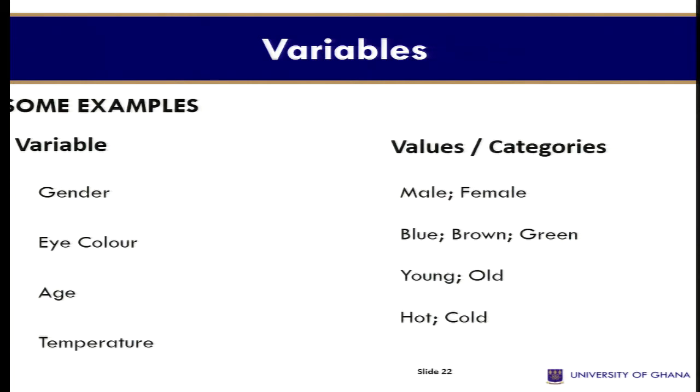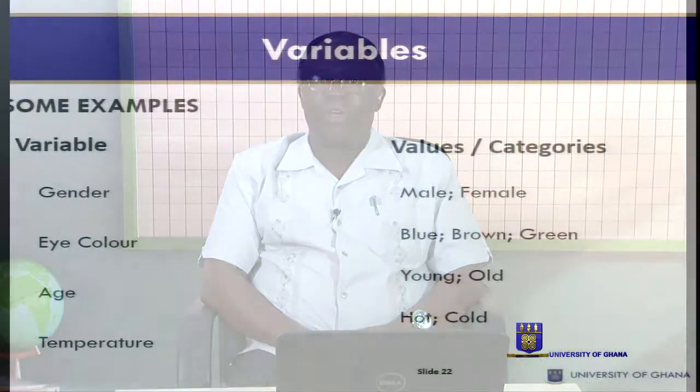Here are a few examples for illustration. Gender. Gender takes on two values, which are male and female. And we are saying that gender is an example of a categorical variable because we have male and female. We could group males to one side and females to another side. These are the categories. So here we say gender is a categorical variable.